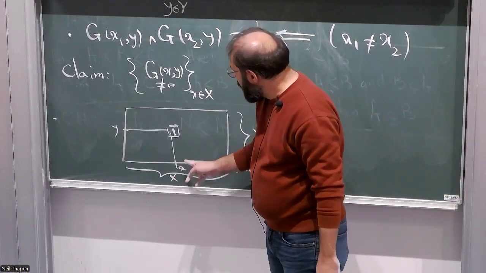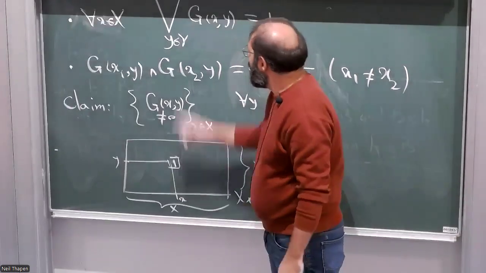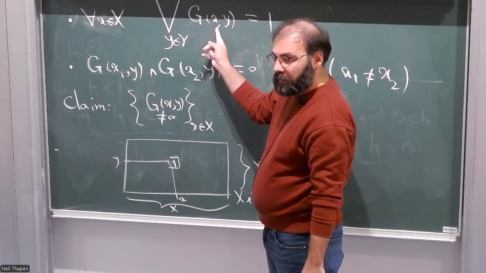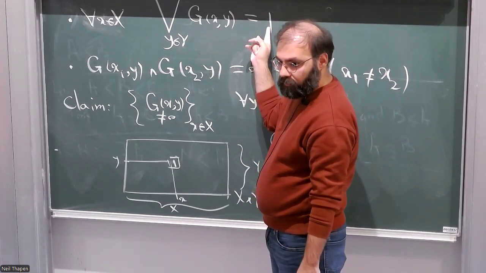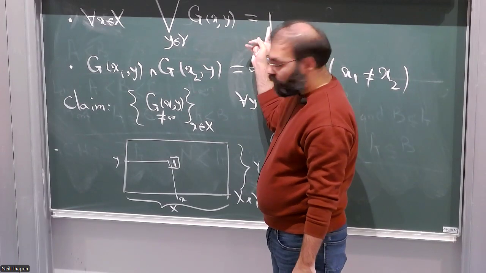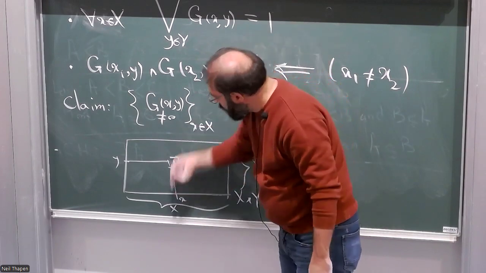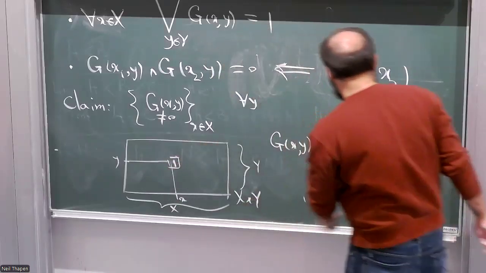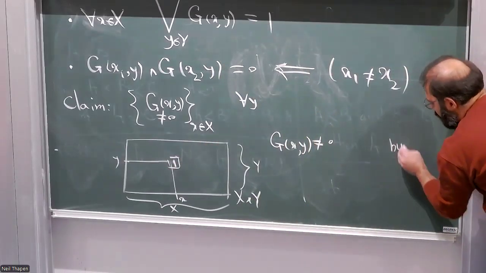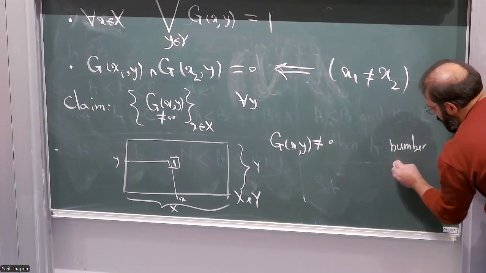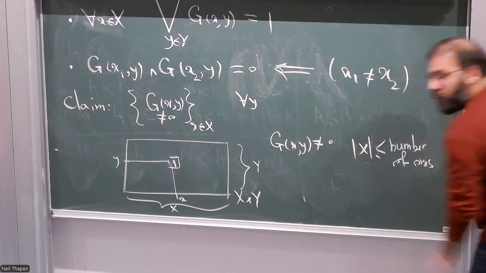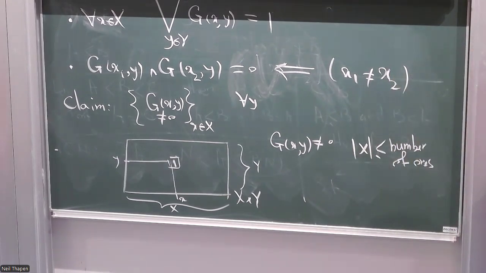So for any x, one of these guys should be non-zero, because if all of them are zero, then you get 0 equals 1, which is not the case. So in each line, at least you have one 1. Then at least you have cardinal x, so the number of ones is at least cardinal x, right? Because on each line, I have at least one 1.